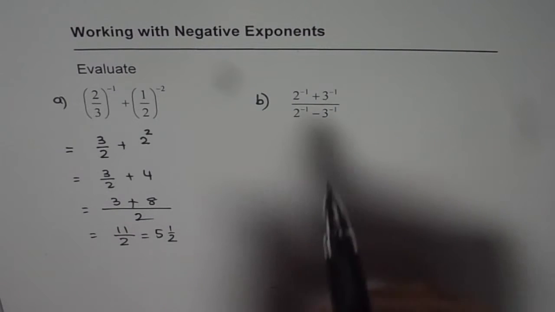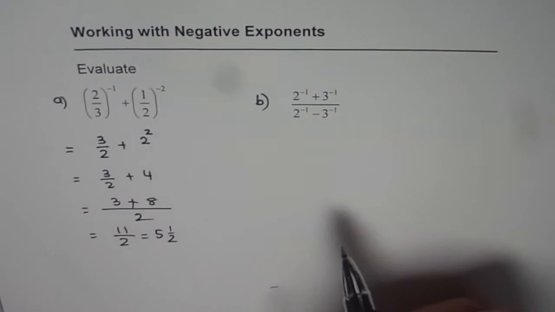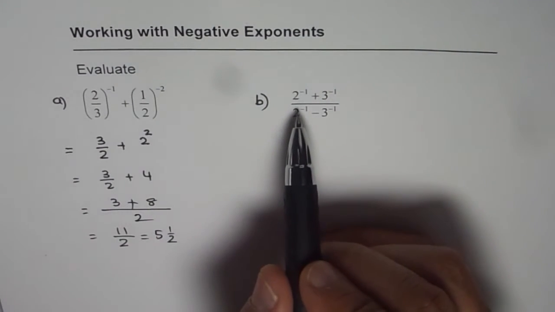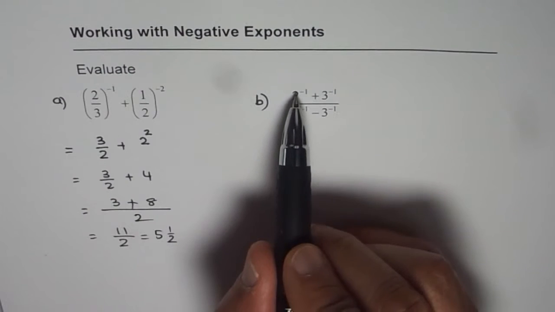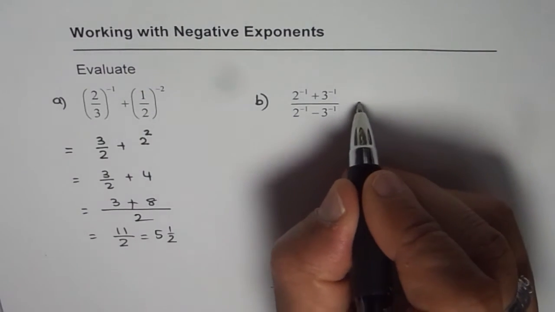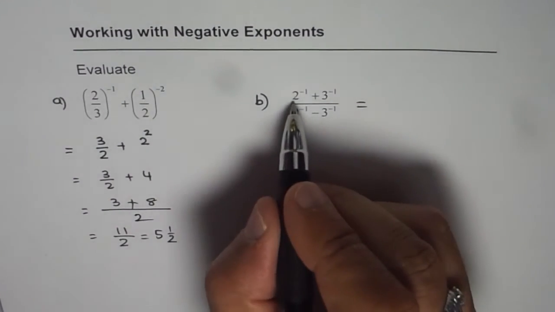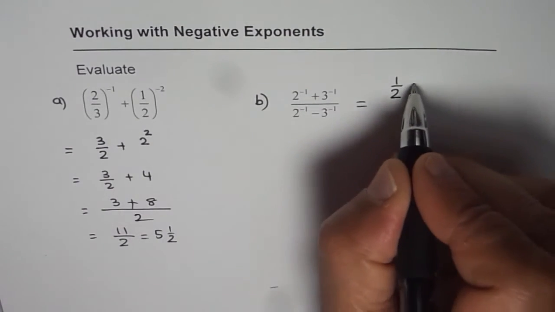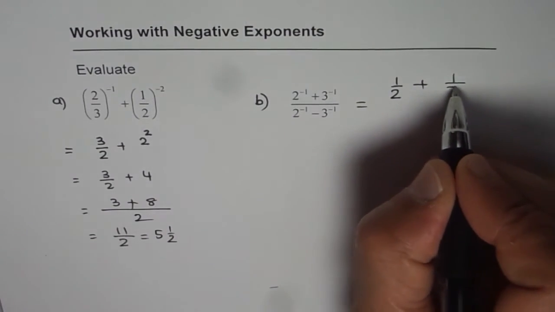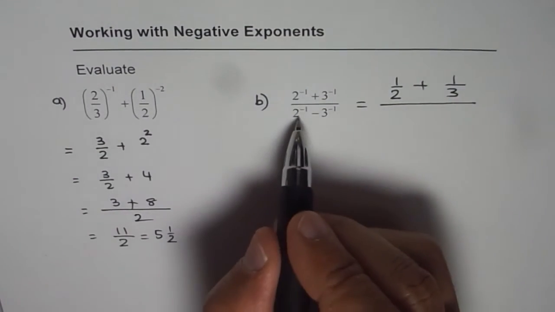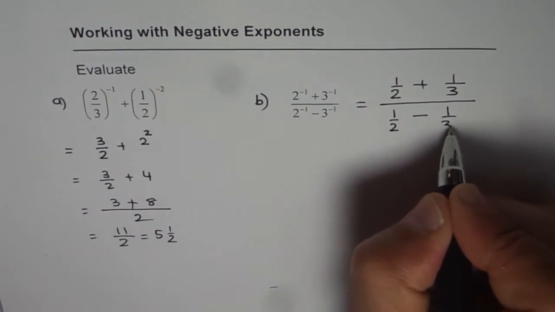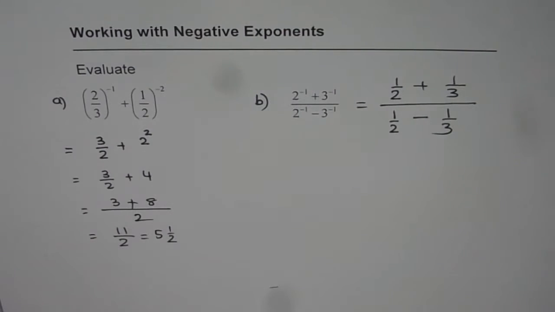Now let's see how we can evaluate this particular expression. Let's look into it closely. The numerator is 2 to the power of minus 1 plus 3 to the power of minus 1. Let me first write it down here. The reciprocal of 2 means 1 over 2, right? Plus, that is 1 over 3. Do you see that? Divided by 1 over 2 minus 1 over 3. So this is the expression which we are trying to evaluate now, correct?